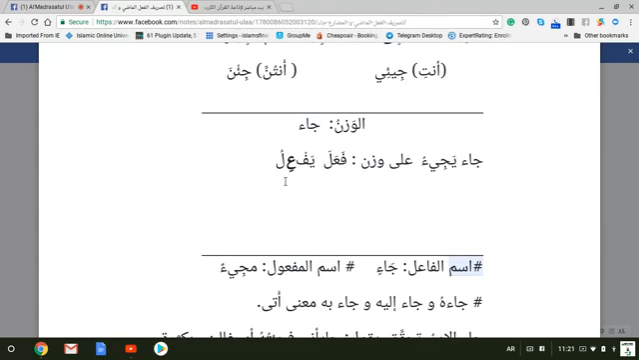Later on, we'll find that there are verbs that have three letters, verbs that have four letters, things like this. We learn about that a little bit later on, a little introduction to it from the book Arabic Made Easy, which talks about al-mujarrad al-thulathi and al-mujarrad al-ruba'i. This pattern is al-mujarrad al-thulathi.